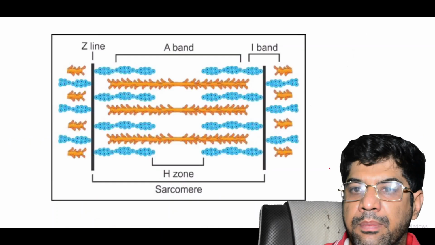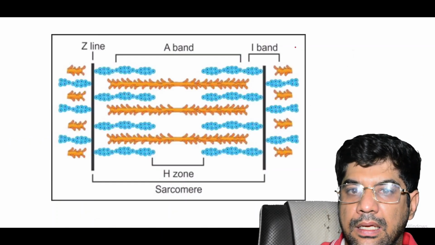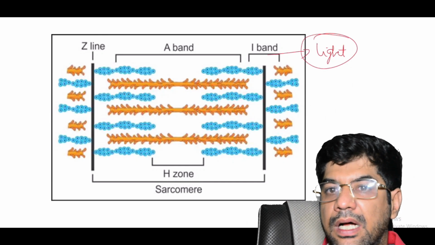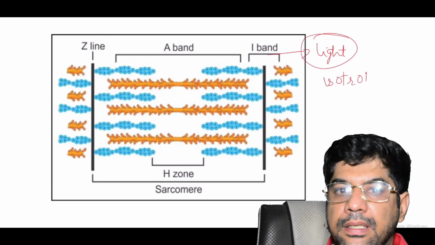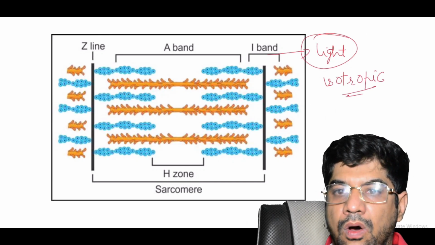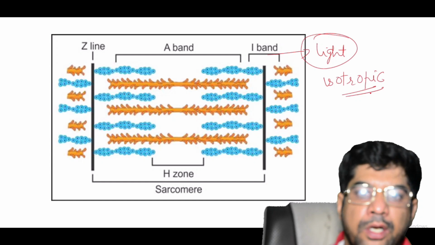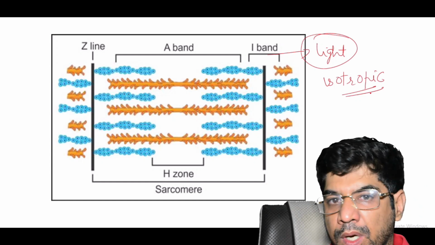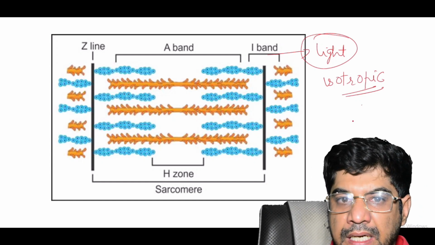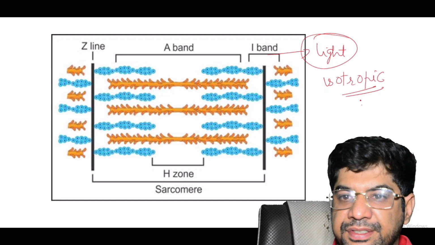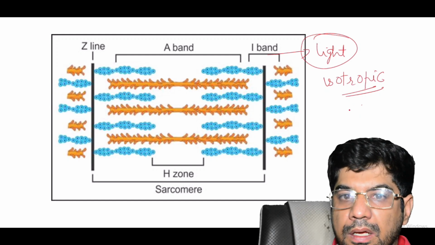That is, they can be light bands. The light bands are the I band, or the isotropic bands, because it is isotropic to the polarized light. When the polarized light passes through this area, the light rays are reflected at the same angle.